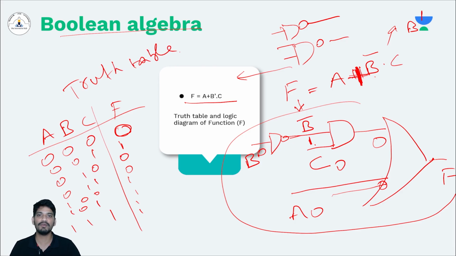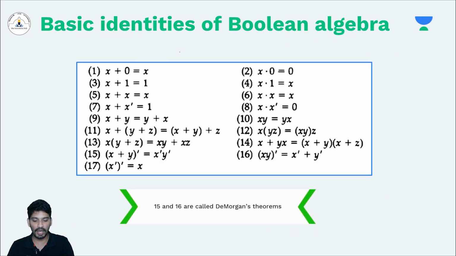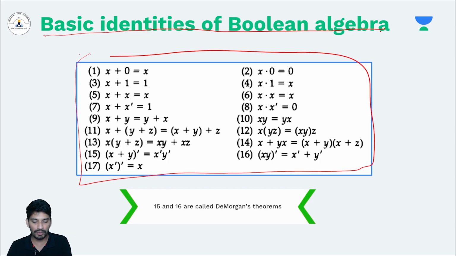So what is the purpose of this Boolean algebra? We'll see in the next slide. There are some basic identities of Boolean algebra. There are a total of 17 identities. You don't need to remember all of these; you can easily find them.